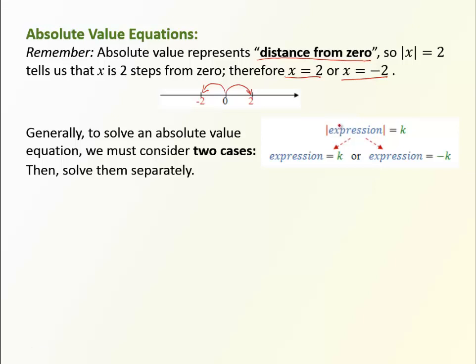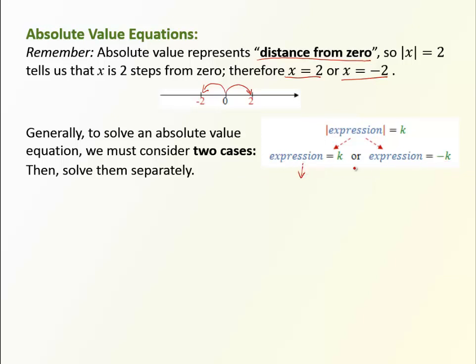Generally, if we have any expression under absolute value and it is equal to some constant number k, we need to rewrite this absolute value equation by dropping absolute value sign, but there is a consequence. If you drop absolute value sign, then you end up with two cases. Your expression is either equal to the k or it's equal to negative k. As soon as you have these two equations, it's easy to solve them.